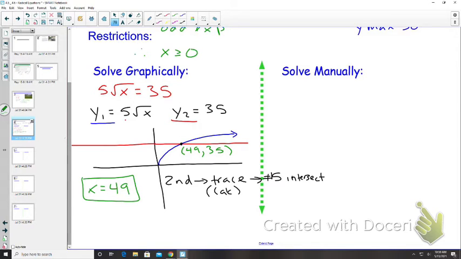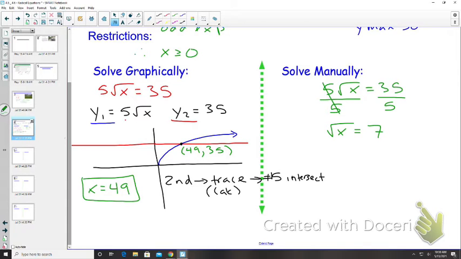So when we solve it manually, we're going to set 5 root x equal to 35, and we are going to solve for our x. Okay, so what's attached to our x? We have 5 root x. So let's divide both sides by 5. Any number divided by itself is 1, so that will go away. Now we're left with root x is equal to 35 divided by 5, which is 7.